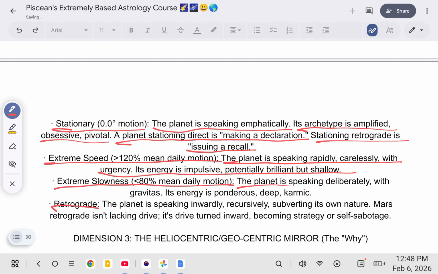Extreme slowness, the planet is speaking deliberately, with gravitas. Its energy is ponderous, deep, karmic. Retrograde, the planet is speaking inwardly, recursively, subverting its own nature. Mars retrograde isn't lacking drive, its drive turned inward, becoming strategy or self-sabotage.